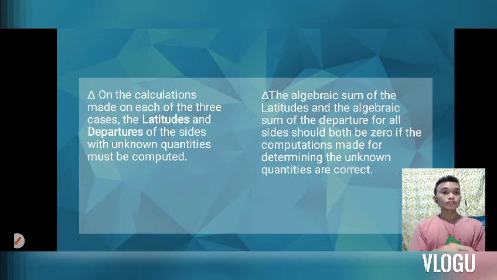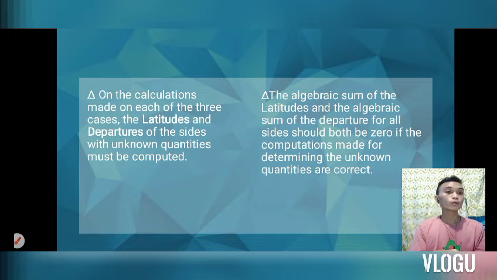The algebraic sum of the latitudes and the algebraic sum of the departures for all sides should both be 0 if the computations made for determining the unknown quantities are correct. So it means the algebraic sums, we must add all the data of the whole diagram or the whole problem, should both be 0 if the computations made for determining unknown quantities are correct.